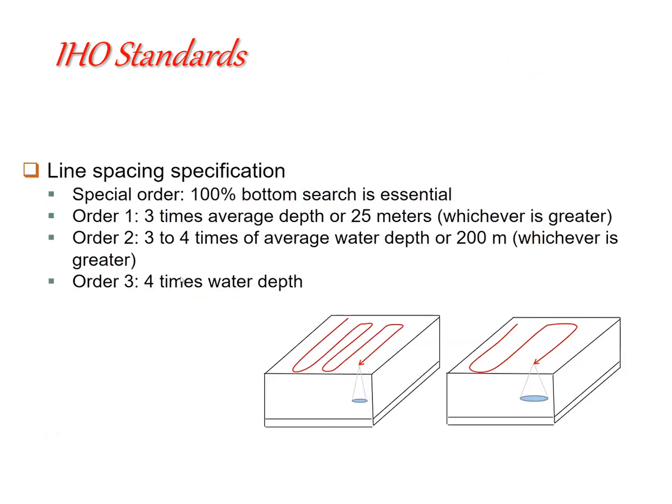Okay, so line spacing is a special order if 100% bottom search is essential in this case. Order 1, 3 times average depth or 25 meters whichever is greater. Order 2, 3 to 4 times average water depth or 200 meters whichever is greater, and order 3 is 4 times water depth, just to remember here.